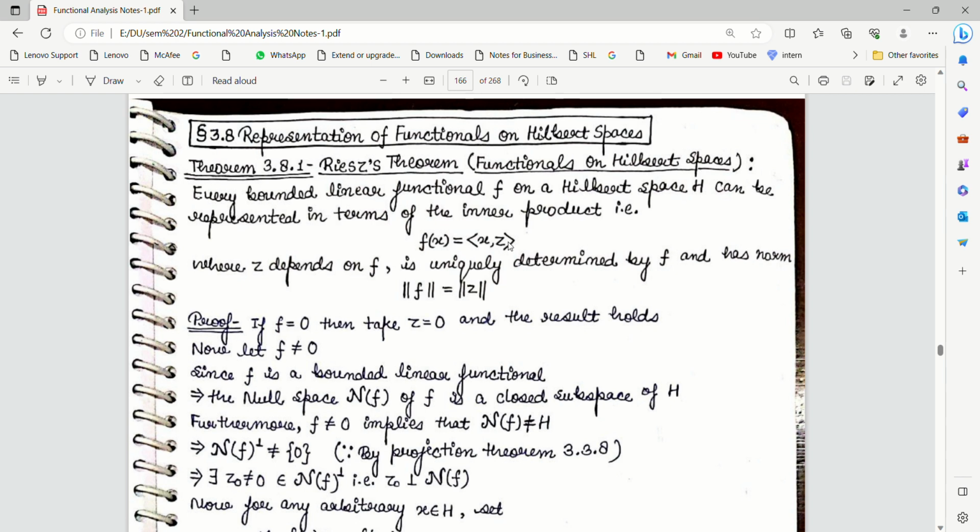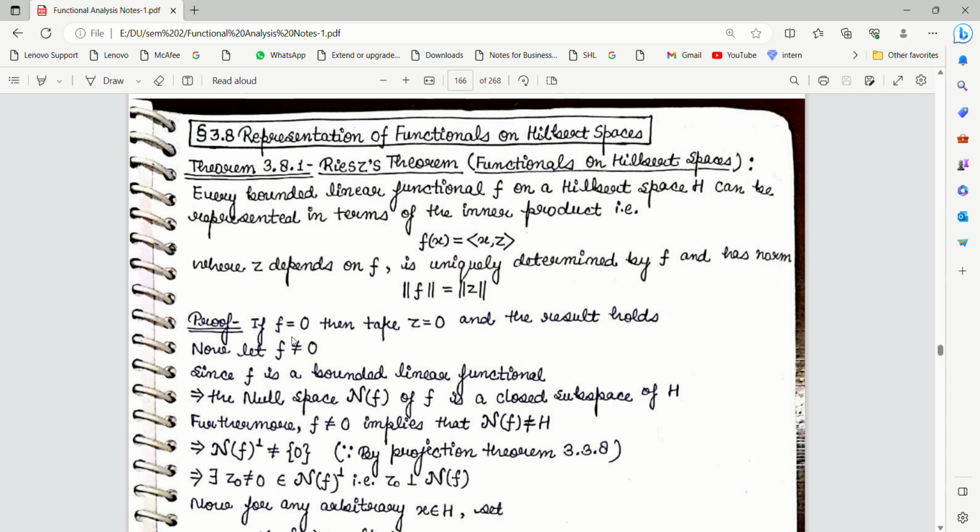First we have to show the existence of z such that a linear functional f can be represented as the inner product of x and z. Then we will show that z depends on f and is uniquely determined by f. And then at the last we have to show that the norm of f is equal to the norm of z. Let us start the proof.